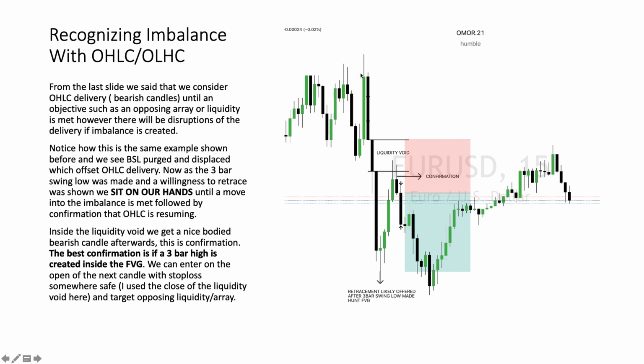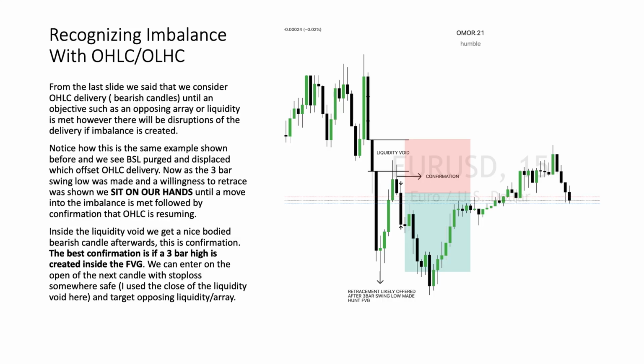So we had a buy side liquidity pool being purged and displaced, which offset open high low close delivery. Now, as the 3-bar swing low was made, which is this, it showed a willingness to retrace. With the 3-bar swing, we're anticipating now a retracement higher. This is where we sit on our hands, and we see that we have a liquidity void here, right? What we're hunting for now is the move into that imbalance, or it could be another opposing array.